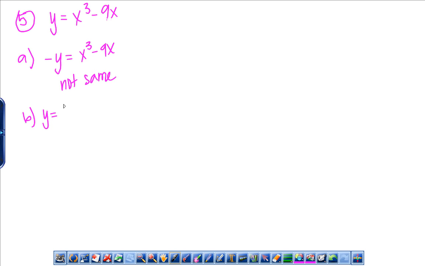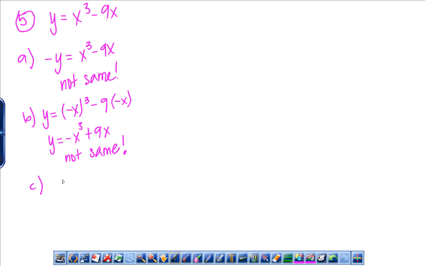On B, can I take my equation and replace the x with a negative x? So can I replace this with negative x, cube it, and this with negative x, and it'd be the same as my original? So if I simplify this, negative 9 times negative x gives you a positive 9x. Whoops, that's still cubed. Is this the same as my original problem? No. So this is still not the same, so this is still not symmetrical. Still haven't found a symmetry.